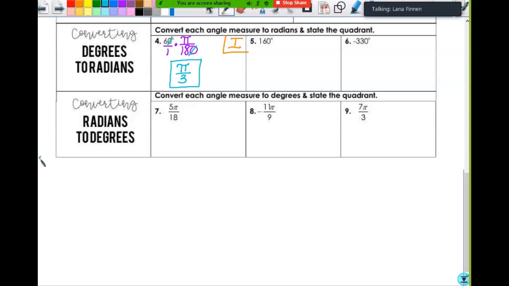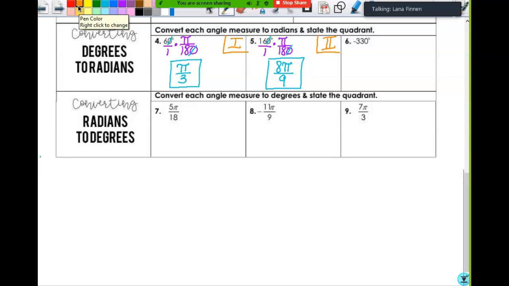All right, 160 degrees. What quadrant is that in? 2, okay? Because 180 would get me all the way there, so this is 2. So I'm in quadrant 2. I'm going to multiply by pi over 180. I can just put that over 1. Then divide them both by 10. Then I can also divide them both by what? 2. So I get 8 pi over 9. Any questions at this point?